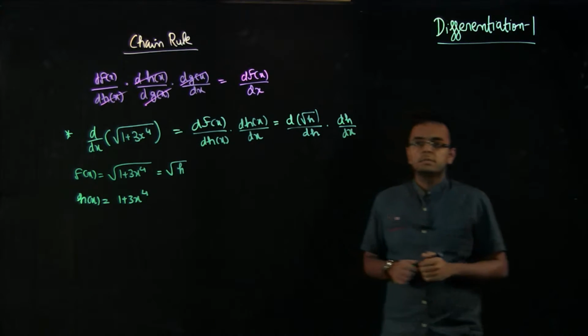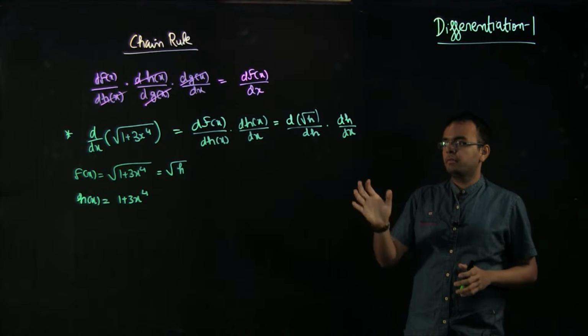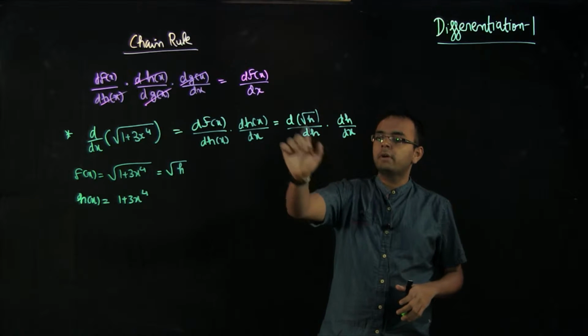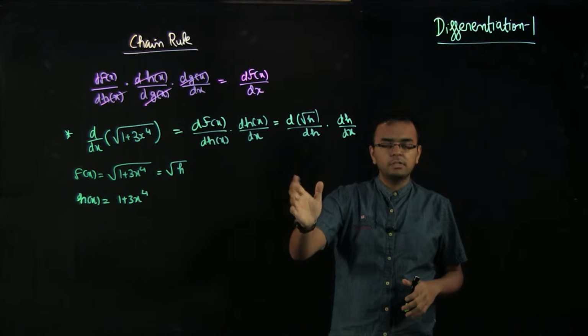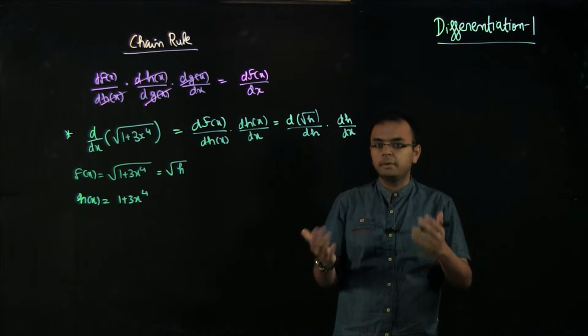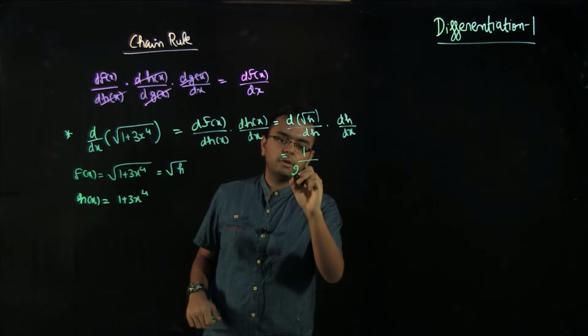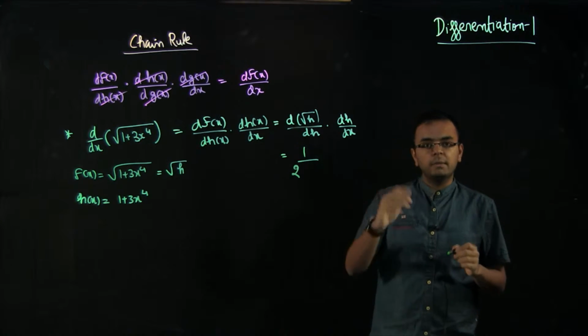All right, so this is what I mean when I write f as 1 plus 3x raised to the power of 4. So in this way now I can differentiate d of root h by d of h. It is just like saying d of root x by d of x, so this is 1 by 2. And you can apply the x raised to the power of n type differentiation formula.